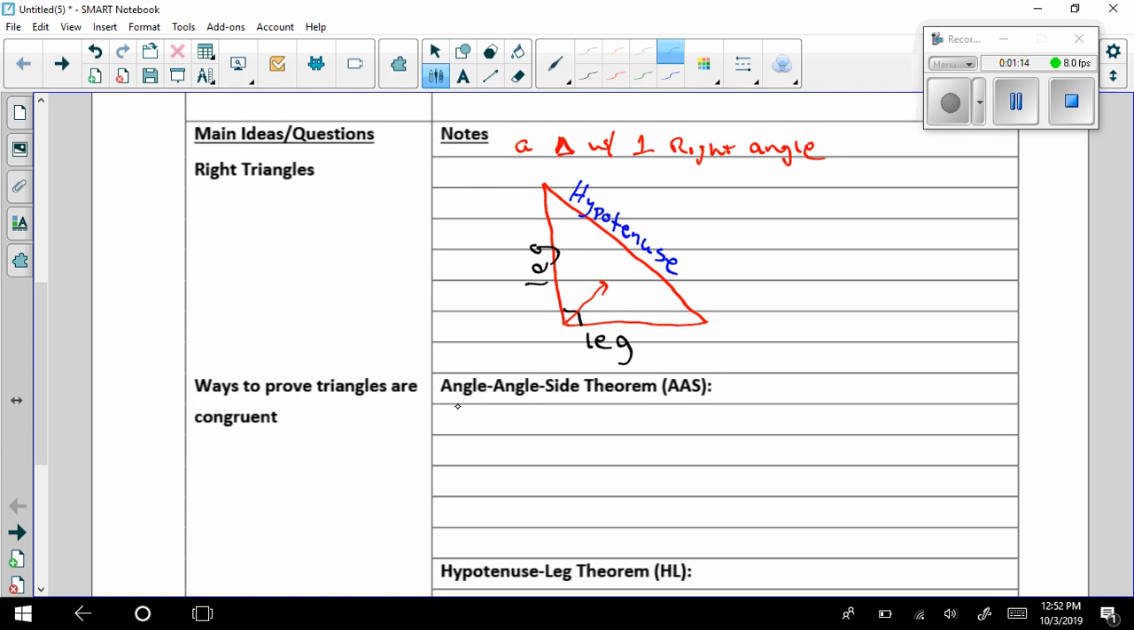All right, so the first one, angle, angle, side, or AAS. If two angles and the non-included side are congruent, then the triangles are congruent.